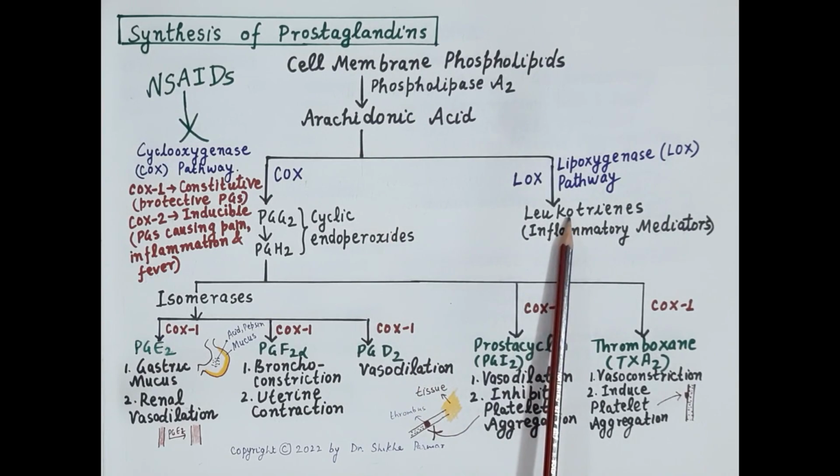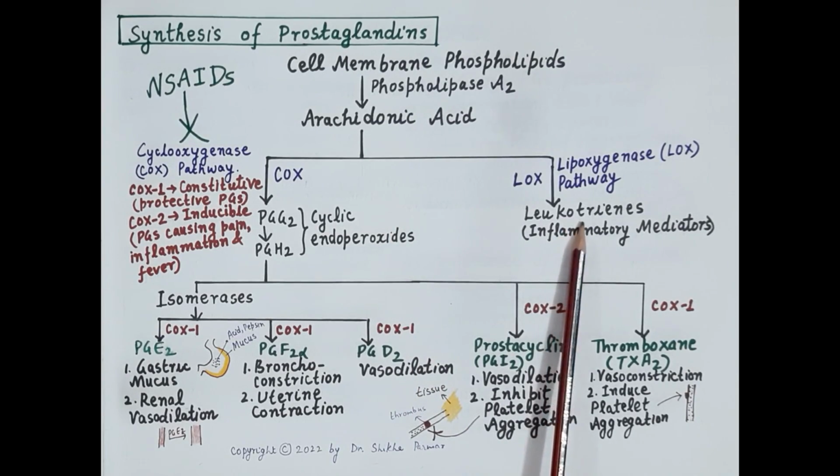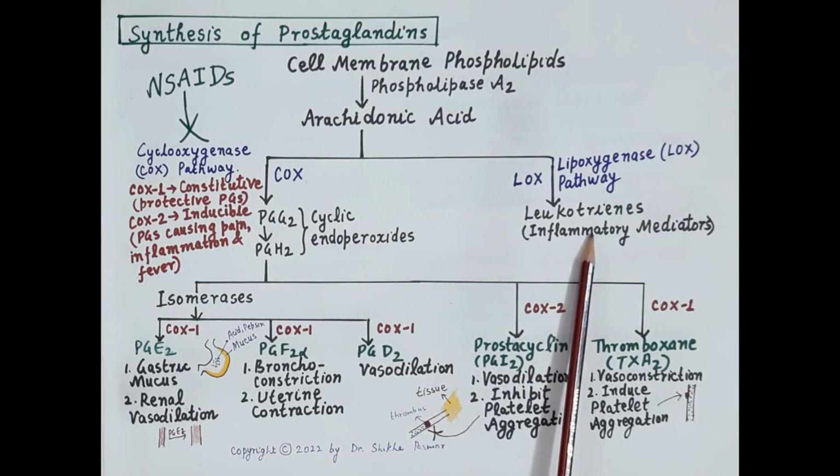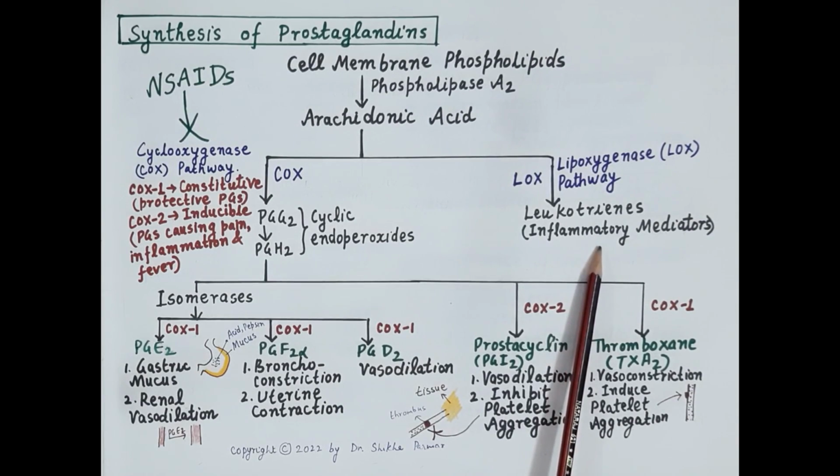Now, these leukotrienes are inflammatory mediators. They produce inflammation and they increase the inflammatory response. Now, cysteinyl leukotrienes like leukotriene C4 and leukotriene D4 cause bronchoconstriction, that is narrowing of the bronchial tract, and they also increase production of mucus. So this can cause asthma.